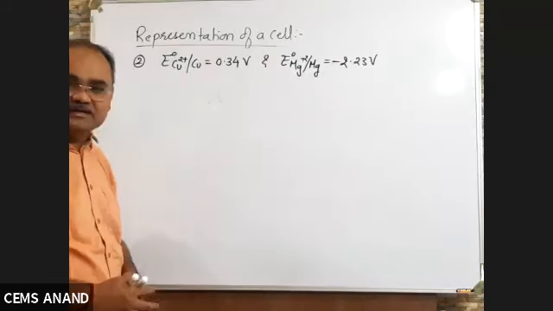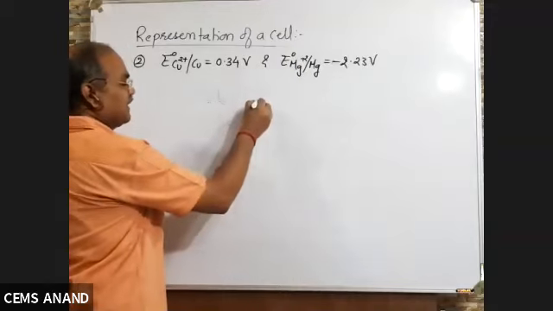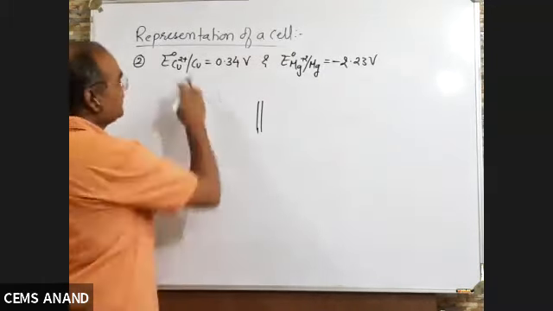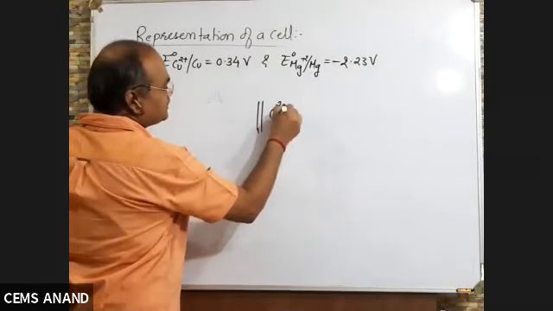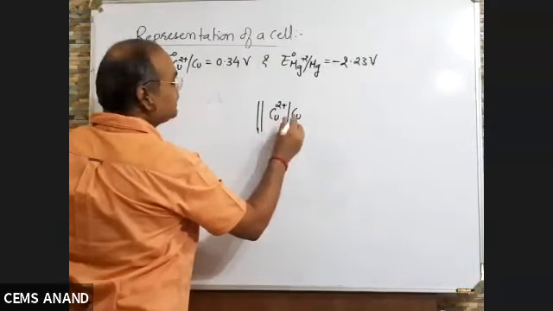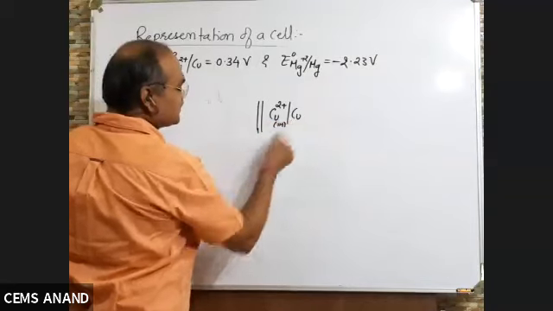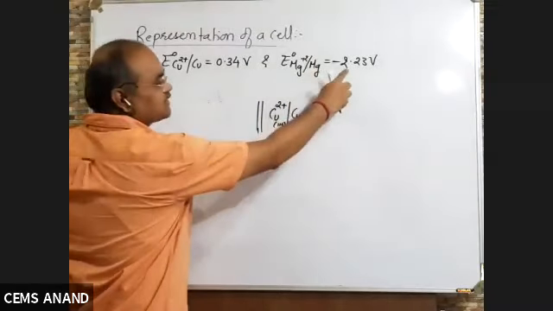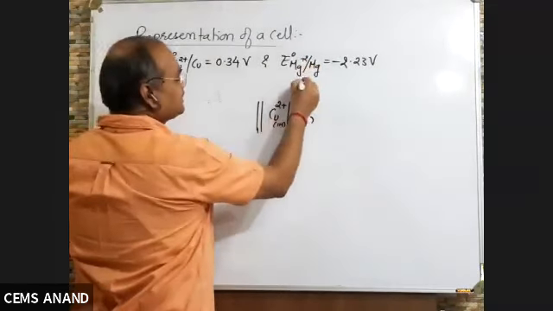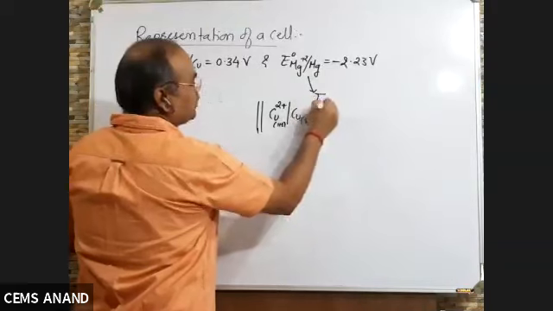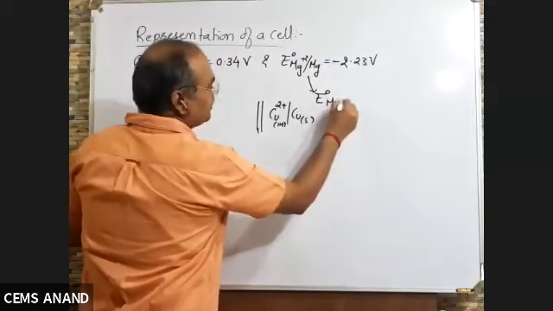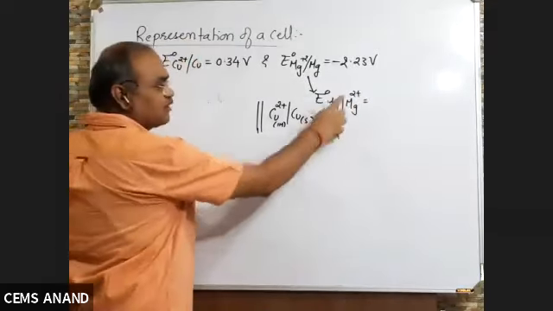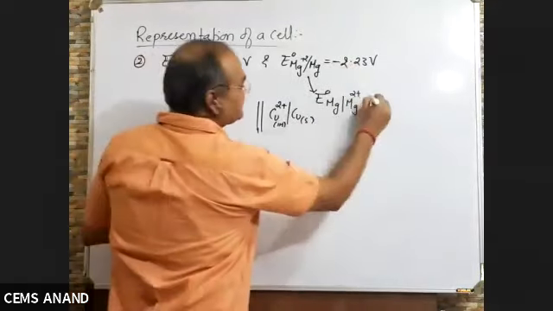And cathode is written on which side? Right side. So put two vertical lines like this, indicating a salt bridge. Then you write Cu2+ | Cu, 1 molar. If concentration is not given, you can write solid. Now, this is the lower reduction potential. If the reduction potential is lower, you can convert it into oxidation potential, E0 Mg | Mg2+. This is oxidation, metal | ion, so this minus sign becomes plus.